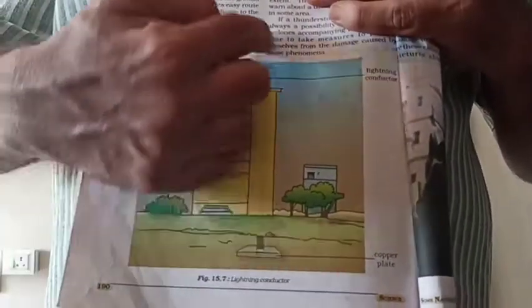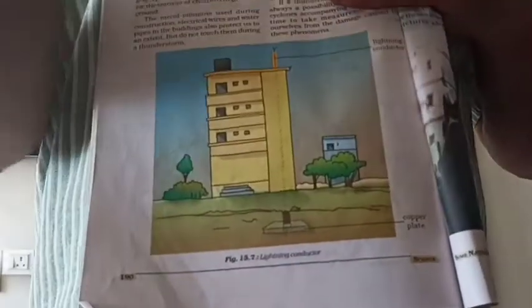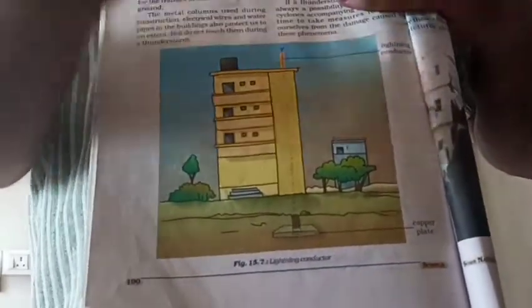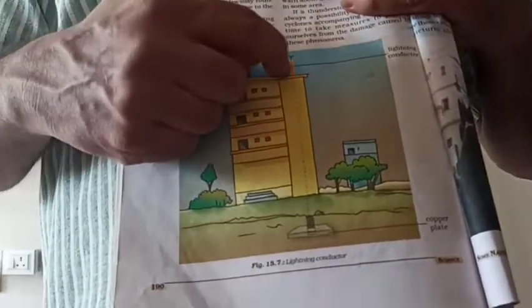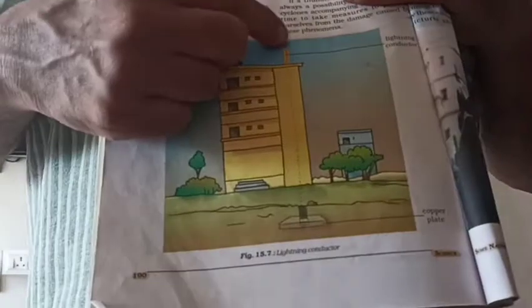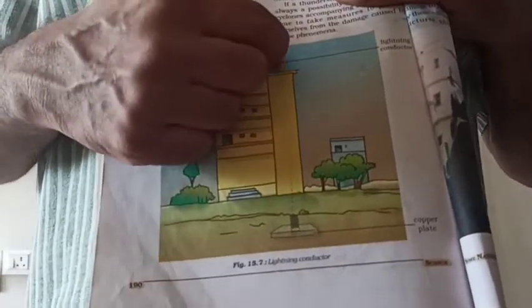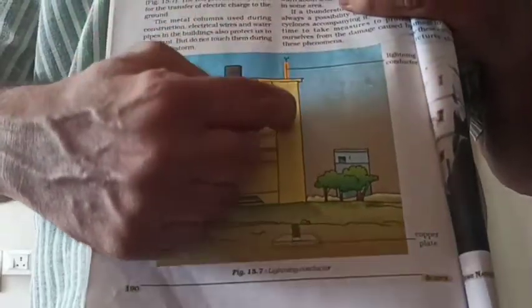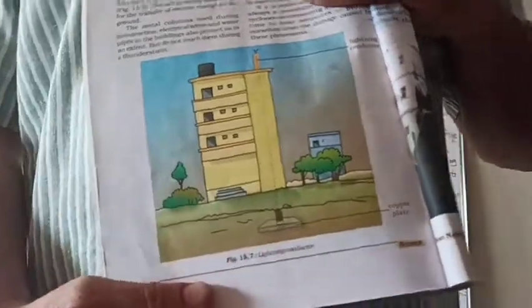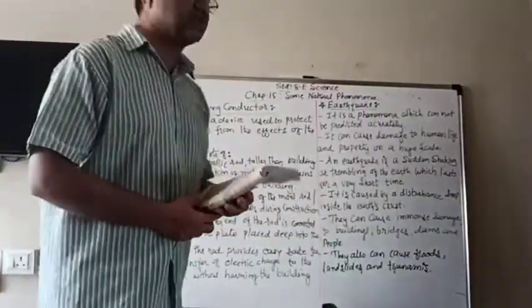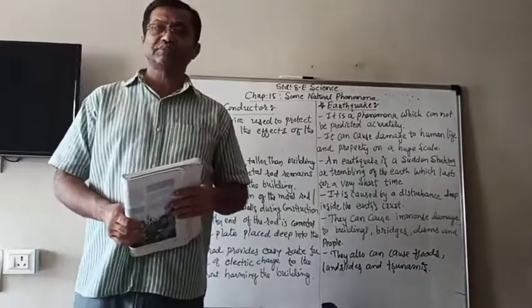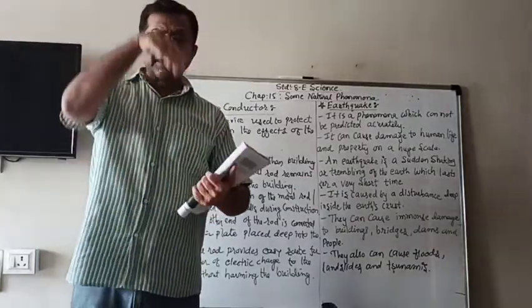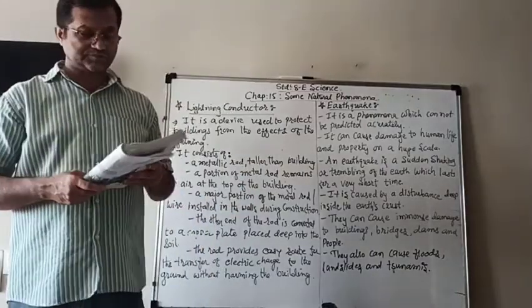You can see a building here, and on the top of that building there is a trident shape, or it can be two rods also. The upper part is in the air, and the other part is installed while the construction is going on. It is connected with a copper wire, and the other part of the copper wire is connected with a piece of metal that is buried deep under the earth's crust.